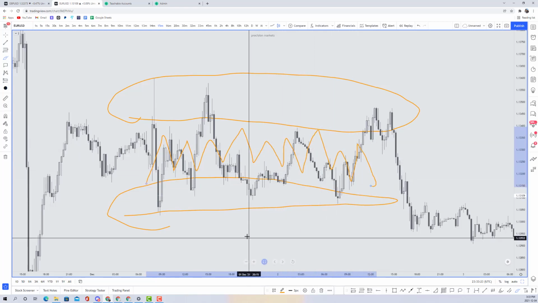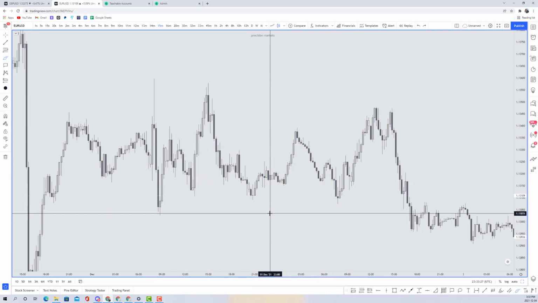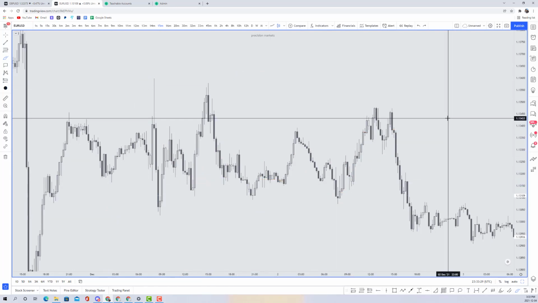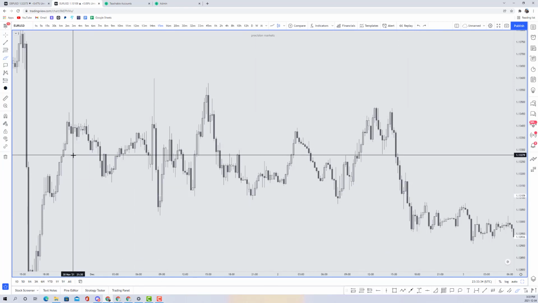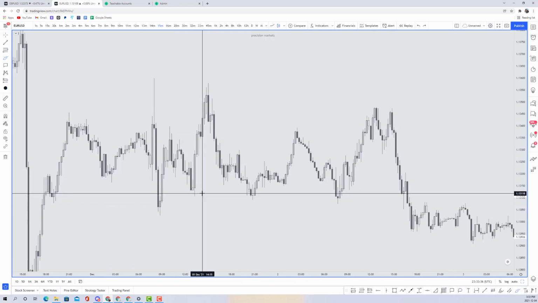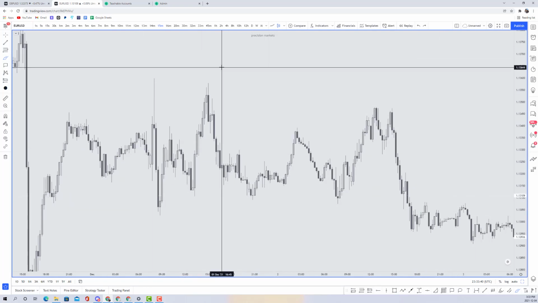And for those of you that have watched the course and watched the ranges video, you'll remember how I said play the edges, stay out of the middle. And that is exactly what happens in a zone like this. If we're buying, we want to be buying from down low. If we're selling, we want to be selling from up high.